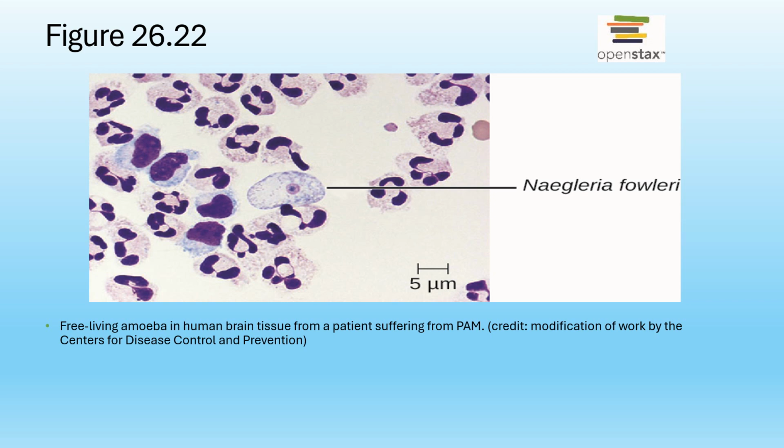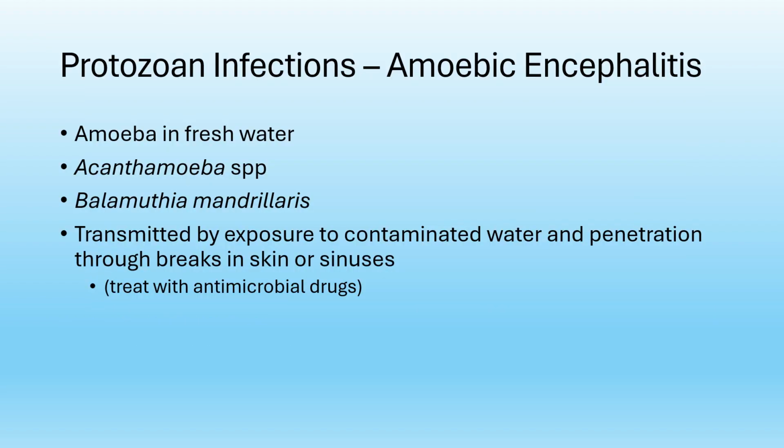And this is what it looks like here. You took a tissue sample from a patient. Amoebic encephalitis, amoeba in fresh water, just a couple different species, as you can see, that are causative agents here. Once again, it's transmitted by exposure to the contaminated water. If you have a break in the skin, or through the sinuses, that's how it's able to get in. You can treat it with antimicrobial drugs.